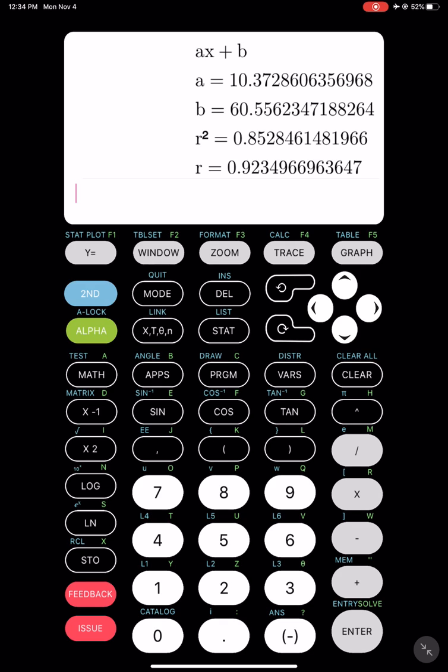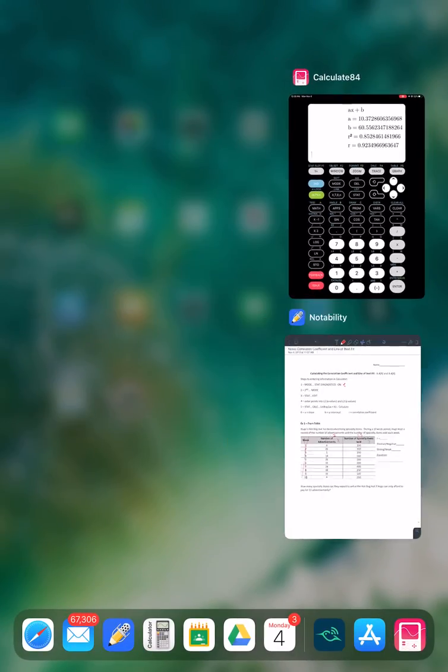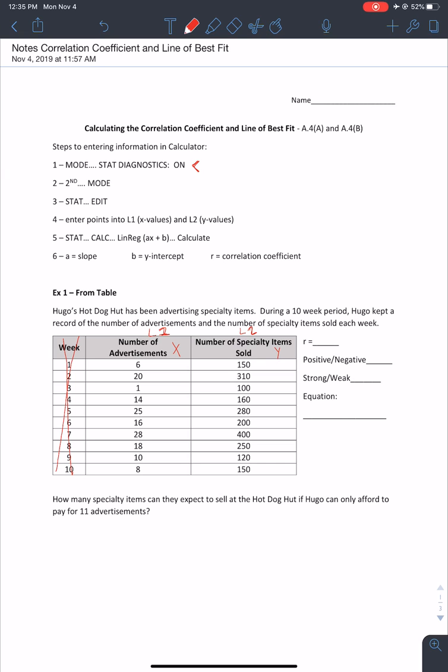So this equation has a slope of 10.37, a y-intercept or b of 60.55 or so, and then r is 0.923. So if we put all of those numbers onto our paper, we have r is 0.923. Do not use r squared, always use r. That's the correlation coefficient. This number r is a positive number. And if we use our chart on the page before, a 0.9 is a very strong correlation.